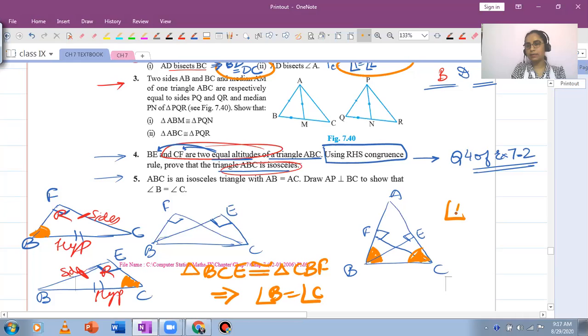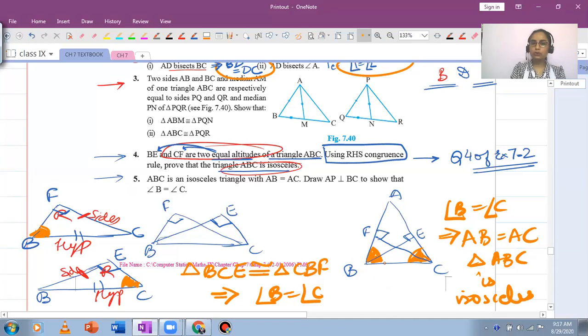And what does that imply? Angle B equals angle C will imply that the sides opposite to these 2 are also equal. And then you can say that triangle ABC is isosceles. It will be done in 2 steps. You take the triangles with common base BC, and then you prove those 2 triangles congruent. From the congruence of those 2 triangles, you get the base angles equal. If the 2 base angles of this triangle are equal, then their opposite sides will also be equal, and the triangle will be isosceles. Anyone who wants to ask anything about this question?